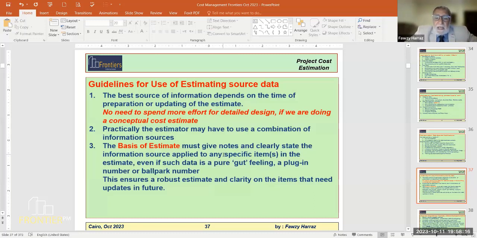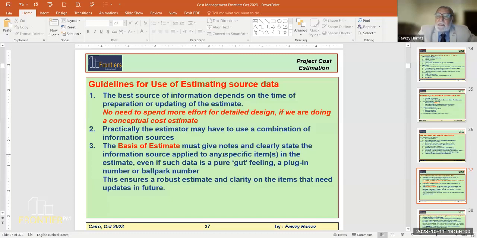Practically, the estimator may have to use a combination of the information sources. The estimator will prefer to use the higher quality information sources, and then if he doesn't have them for other parts of the estimate, he may go to lower quality information. So sometimes he will be using a combination of information sources. And of course, if you are talking about a big cost item, you definitely will be looking for detailed and quality information, and you will be checking and cross-checking. If it is a minor item, you can make an assumption. There is no big difference.